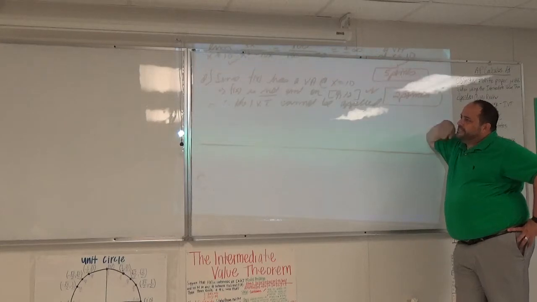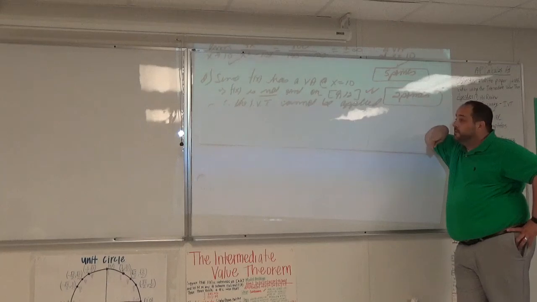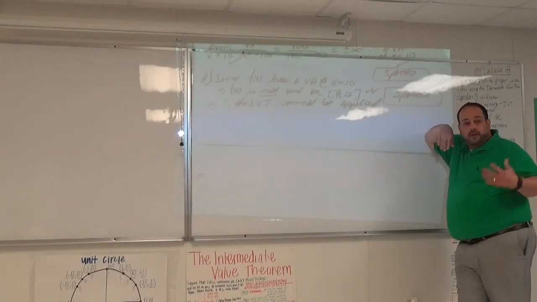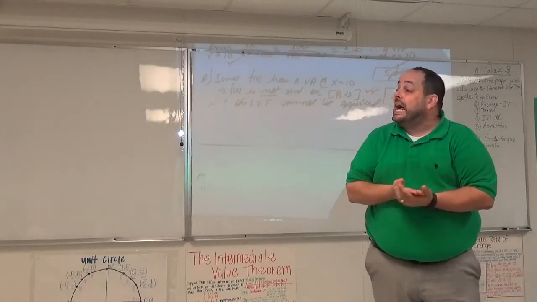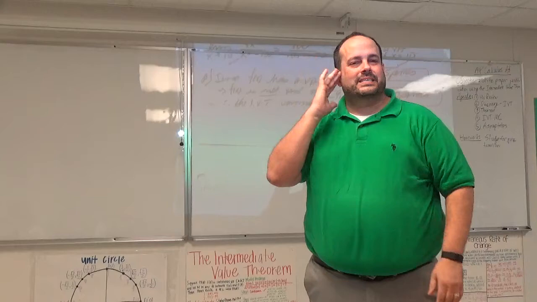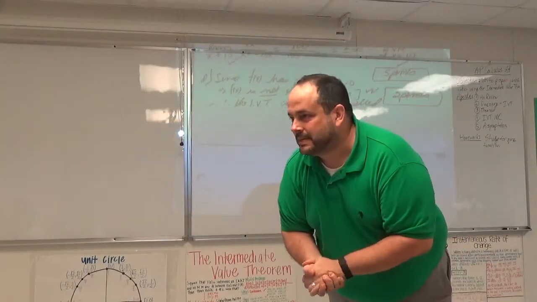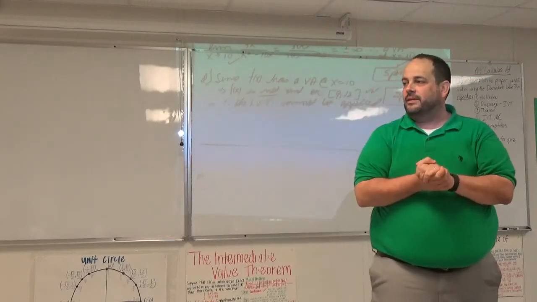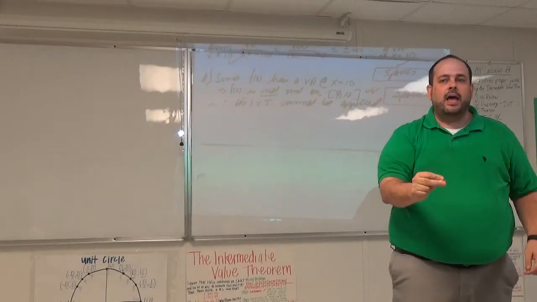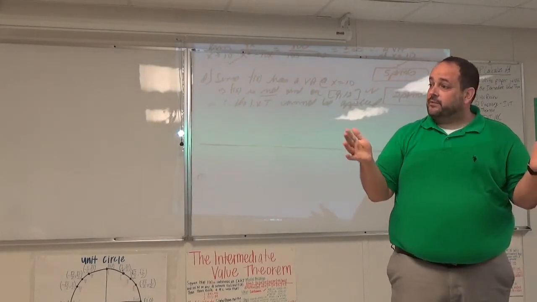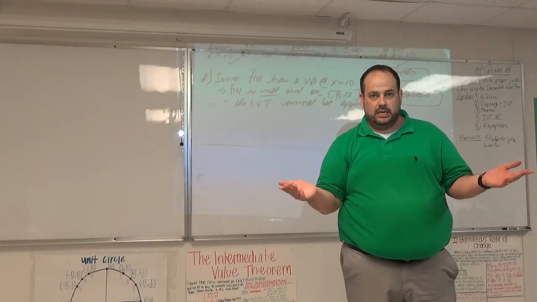So part D. Part D asks, can we use the intermediate value theorem on the interval, was it 9 to 12? No. There is only one conclusion to make here. No, you can't. Did y'all hear it? He said, no, because it's not continuous. The function is not continuous on 9 to 12 because we have a vertical asymptote at 10. So you can't use the IVT.